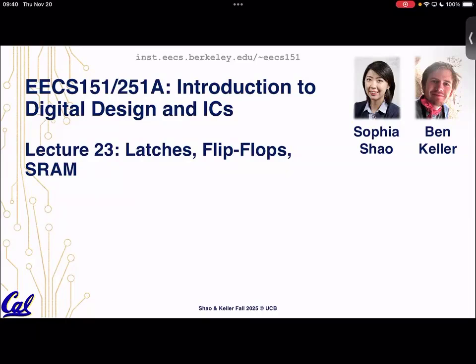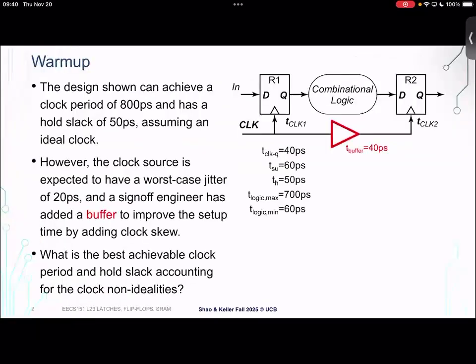Today we're going to talk about latches and flip-flops, and then we're going to start talking about SRAMs, finally find out what makes those tick. But let's go ahead and start by refreshing on what we learned on Tuesday about timing analysis. So please go ahead and try this problem on your own.